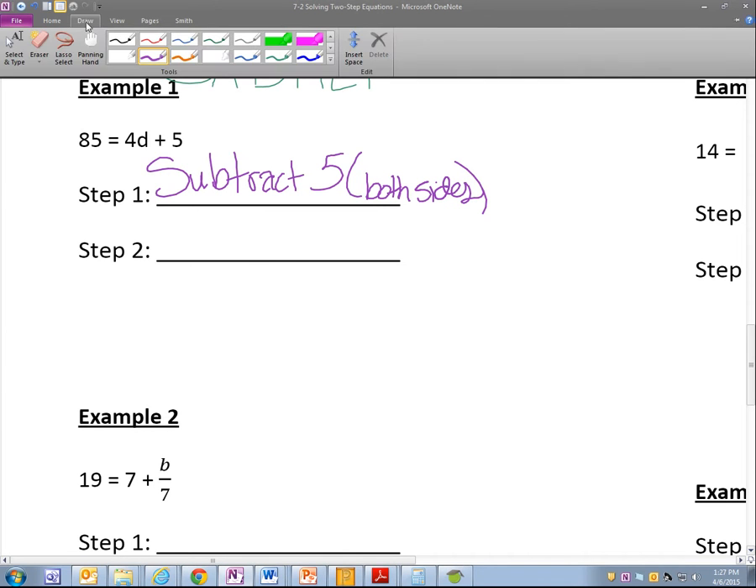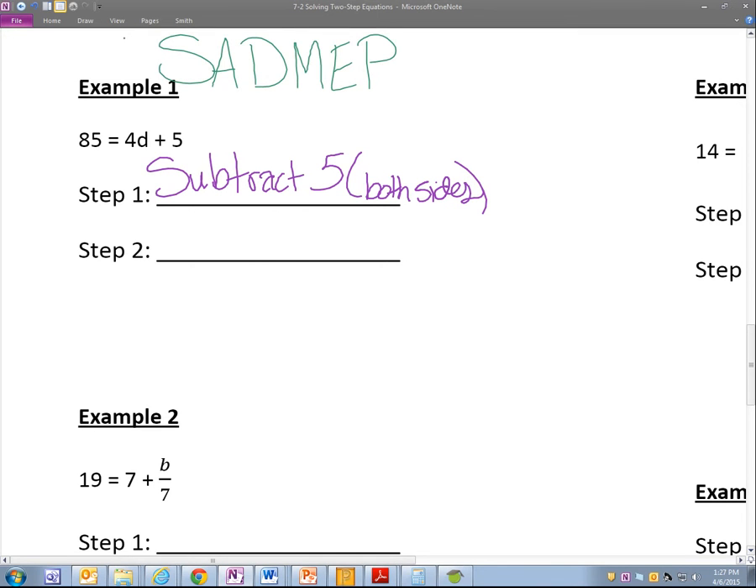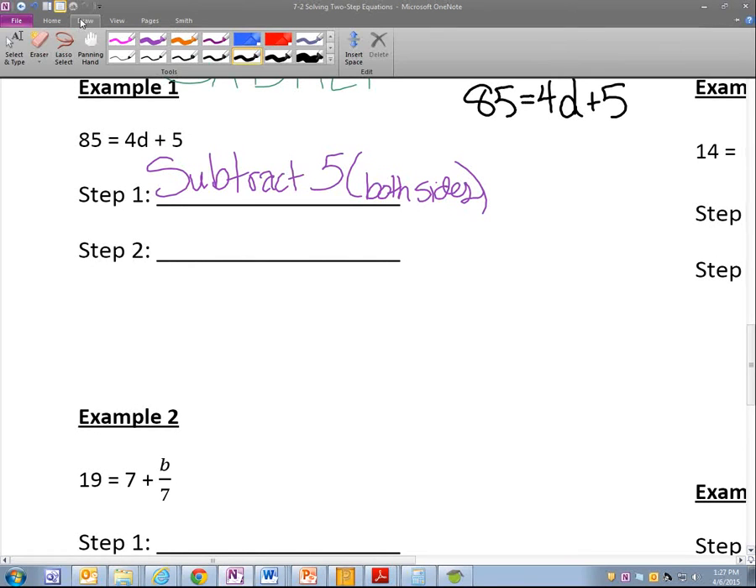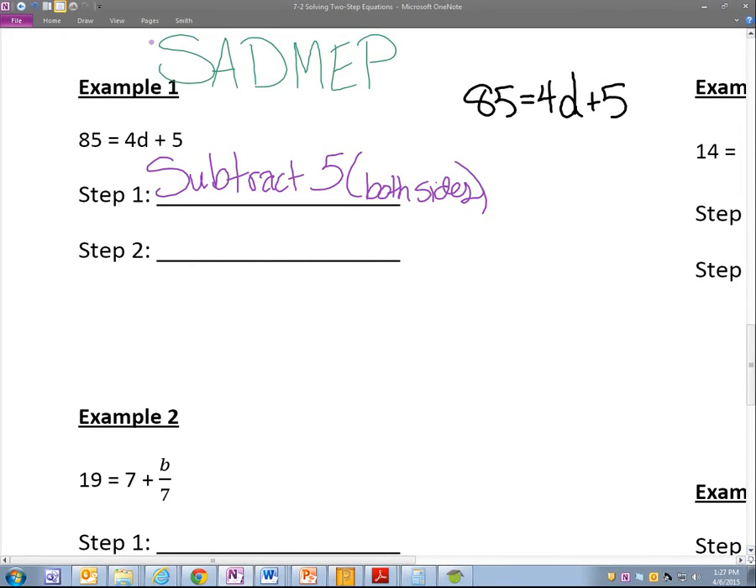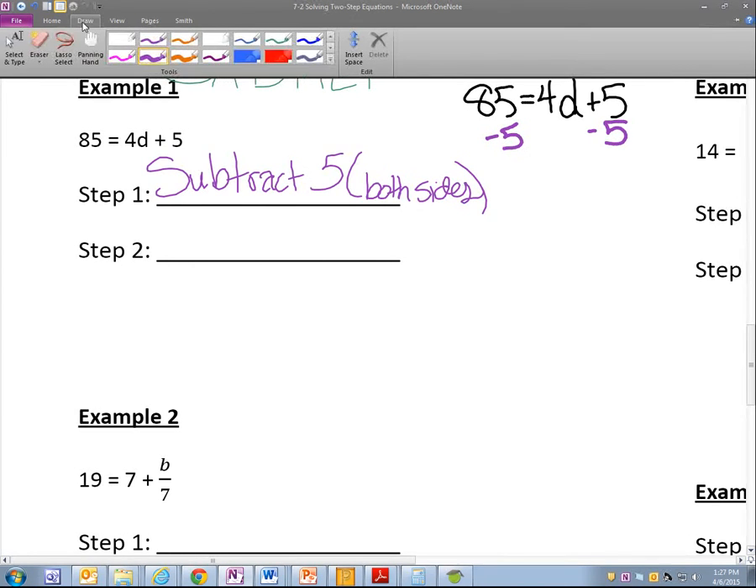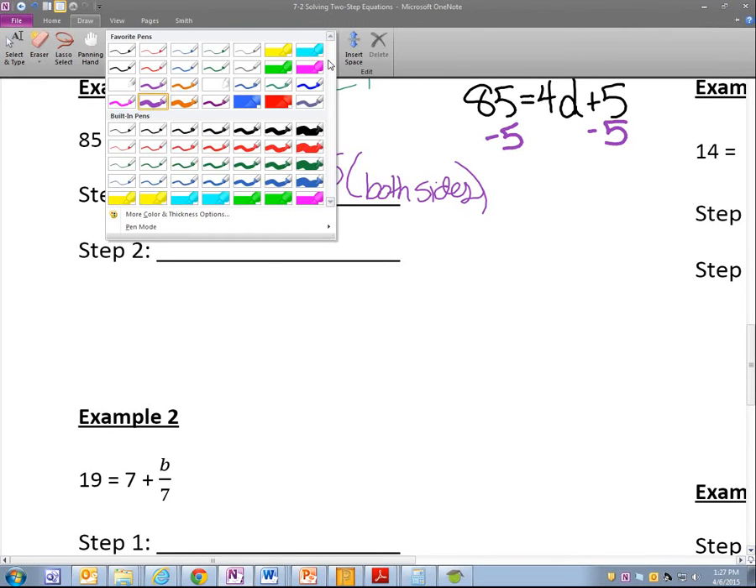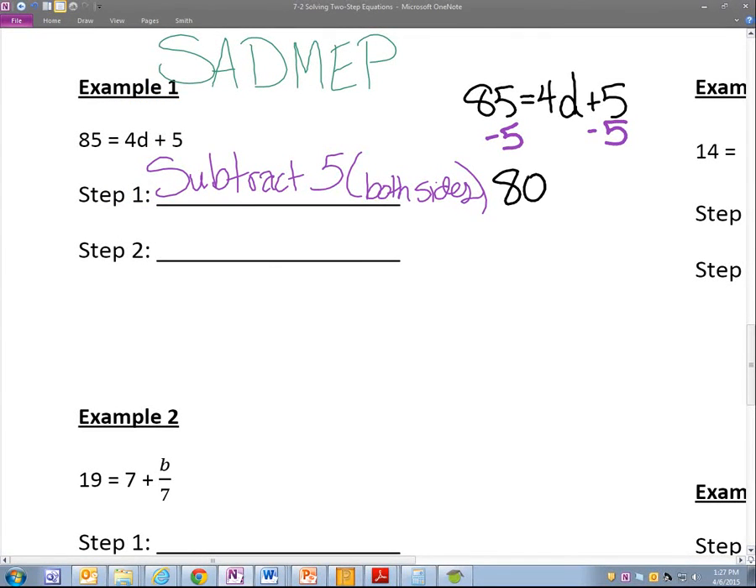So I'm going to represent that. I'm going to write this out as well, and I'd like you to do the same. So I have 85 equals 4D plus 5. And I did purple. So I subtract 5 from both sides. That leaves me with 80 equals 4D.